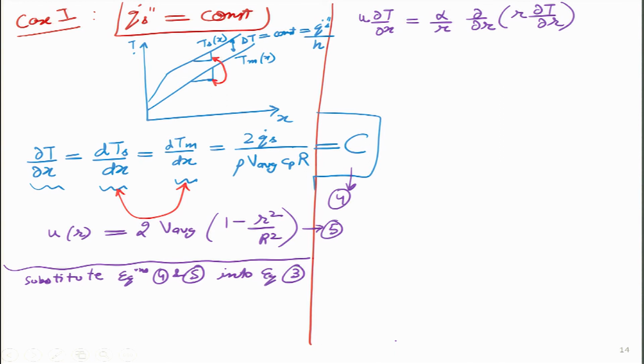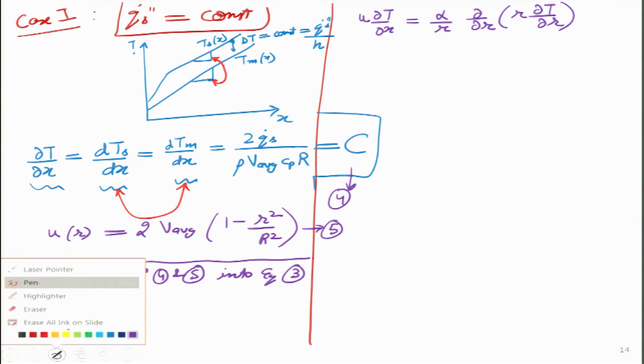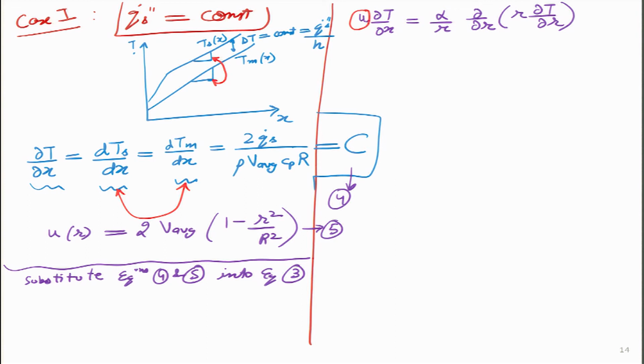So, what substitutions can I make? What is this first term? Let me mark in red color over here, u, what is this? This is equation number 5, isn't it? Because the u value we have known. So, the first term becomes u equals 2 V average (1 minus r square by capital R square). Okay, this is the first term. Second term, I will highlight it in red color once again, this one. What is this del T by del x? Second term. Okay, this is equation number 4.